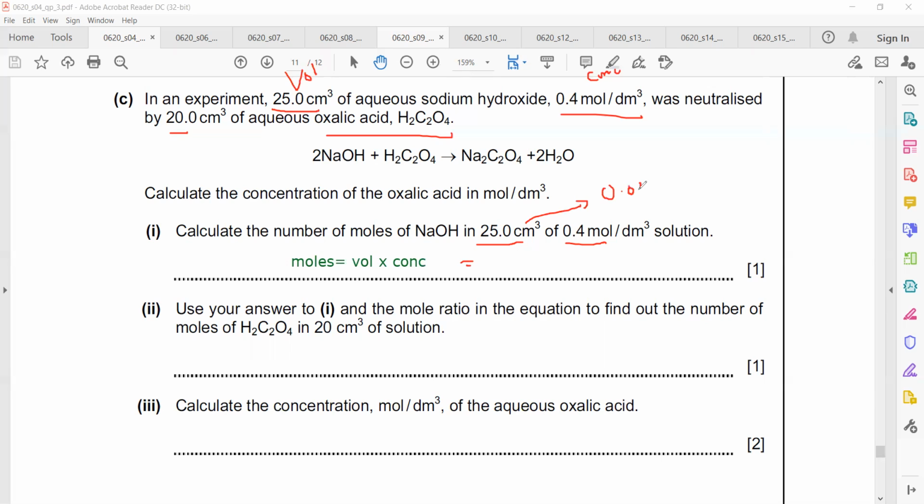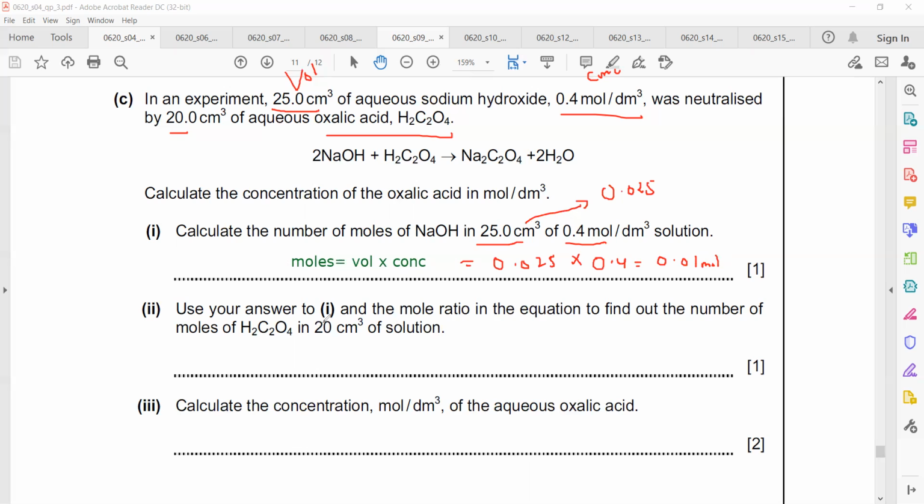So 0.025. So 0.025 is the volume, multiplied by concentration, which is 0.4. What is the answer for this? 0.025 multiplied by 0.4, so that is 0.01. So you got the moles of sodium hydroxide.